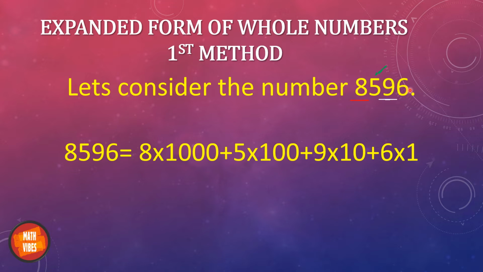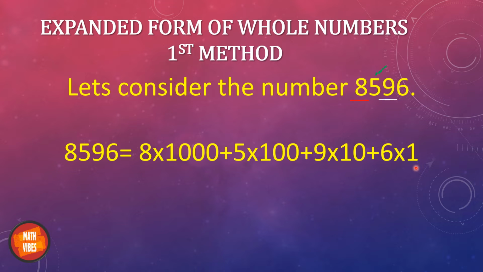Now after 6 there is no number. So should we write 0? No. Because if I multiply any number with 0, the answer becomes 0. If I want the same answer, then I have to multiply by 1. Okay, this is a trick way of doing it, and the exact mathematical way I'll explain in the second method.